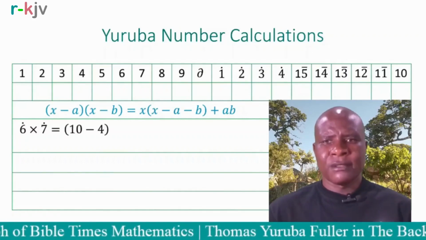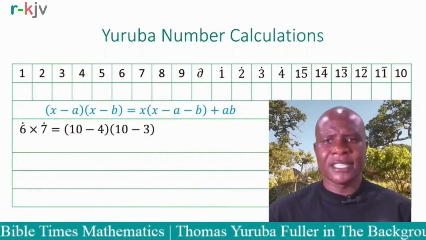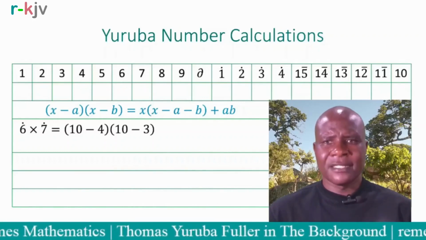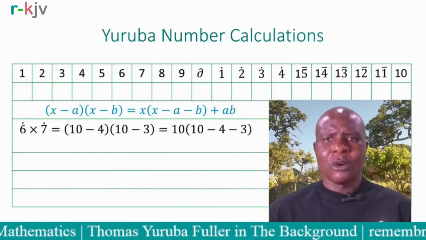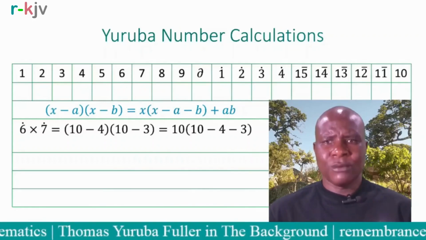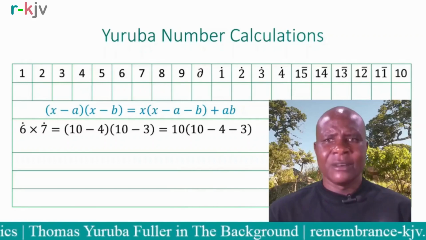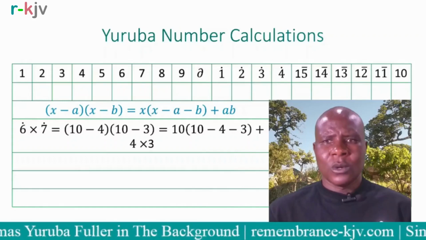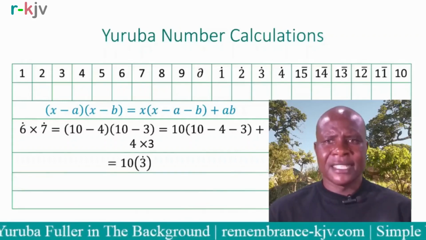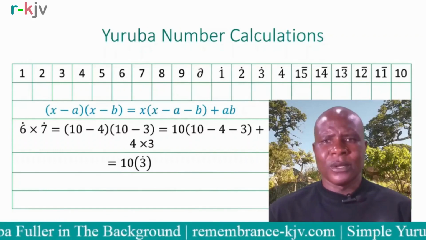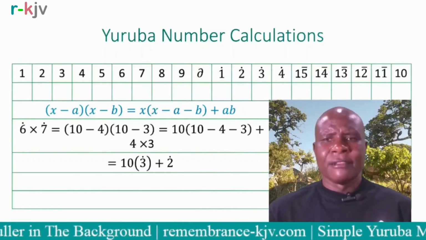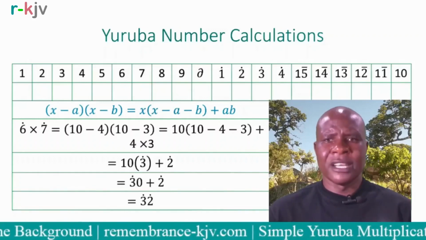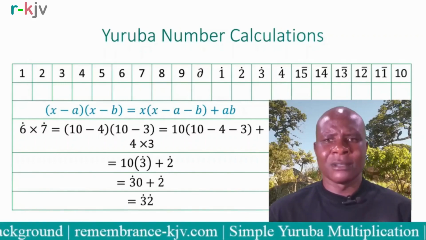16 is a score less 4, and 17 is a score less 3. Score less 4 multiplied by a score less 3 gives a score multiplied by the bracket of a score less 4 less 3, and then we add the product of 4 times 3. A score less 4 less 3 is 13, and 3 times 4 is 17. The final calculation gives 13^17 or simply 30^17 vigesimal.